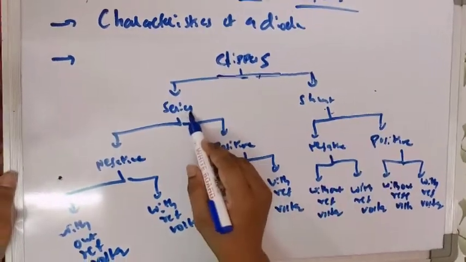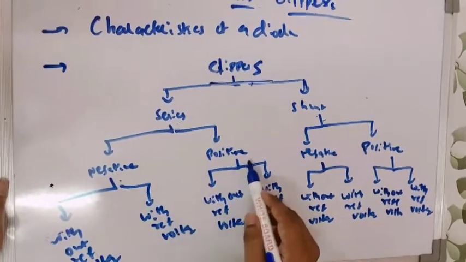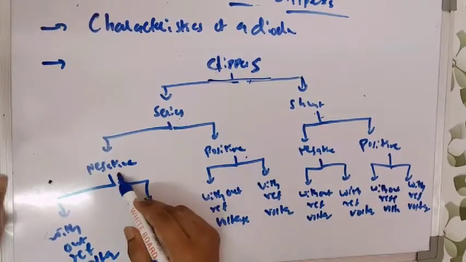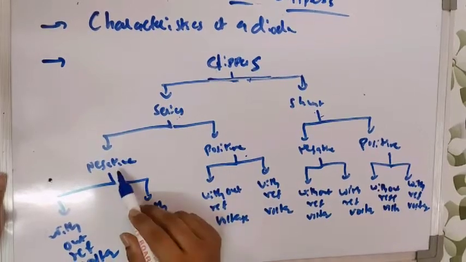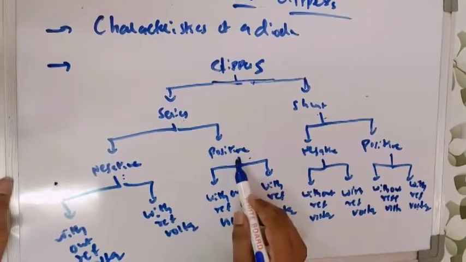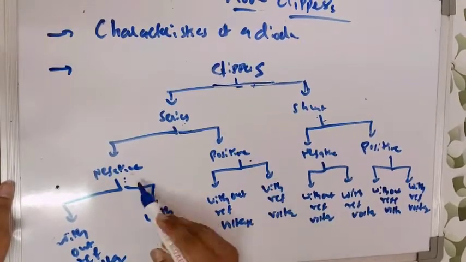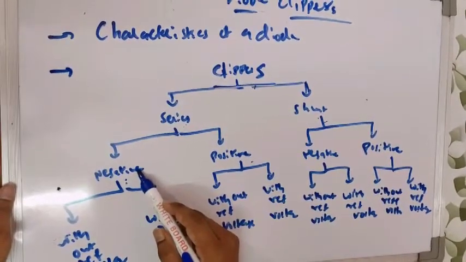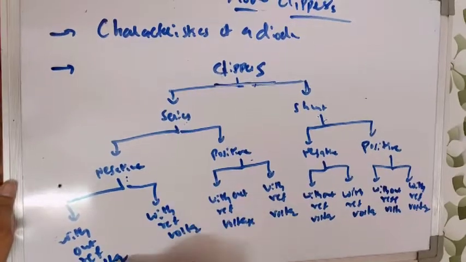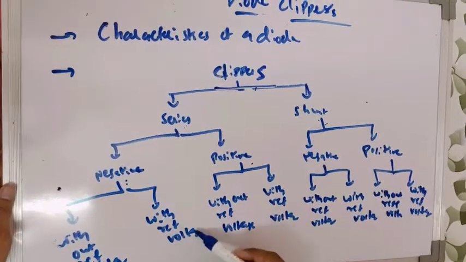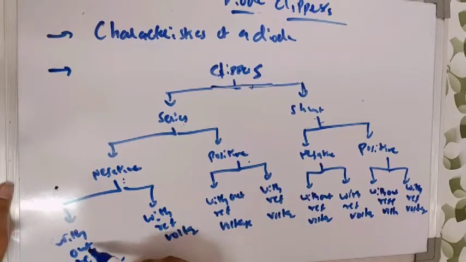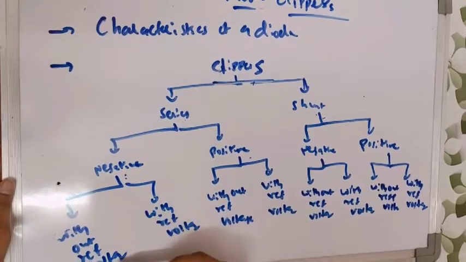Again, series clippers are of two types, negative series clipper and positive series clipper. If we clip the negative portion of a sinusoidal waveform, it is called a negative clipper. If we clip the positive portion of a sinusoidal signal, it is called a positive clipper. Again, negative clippers are classified into two types based on the reference voltage. If there is a reference voltage, it is called a negative clipper with reference voltage. If there is no reference voltage, it is called without reference voltage.